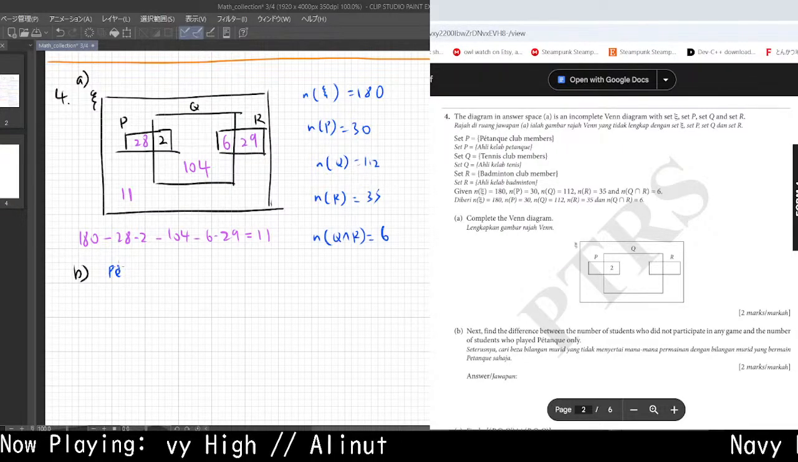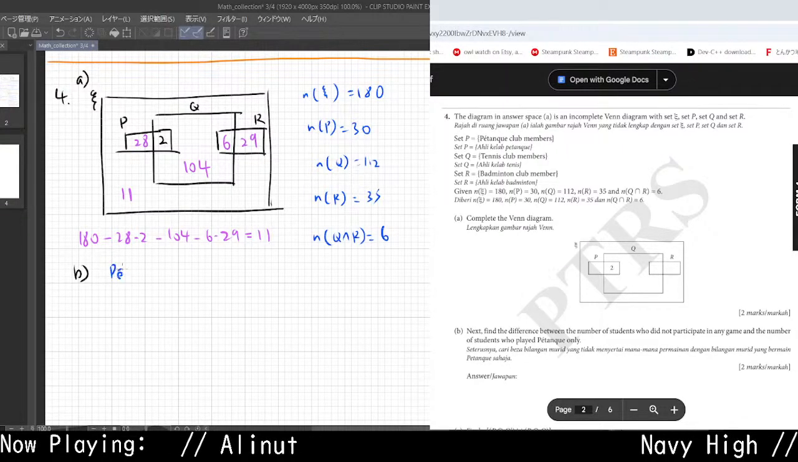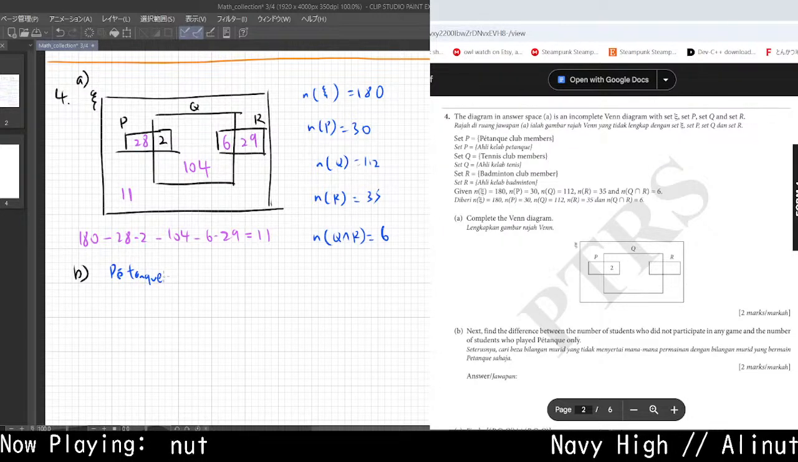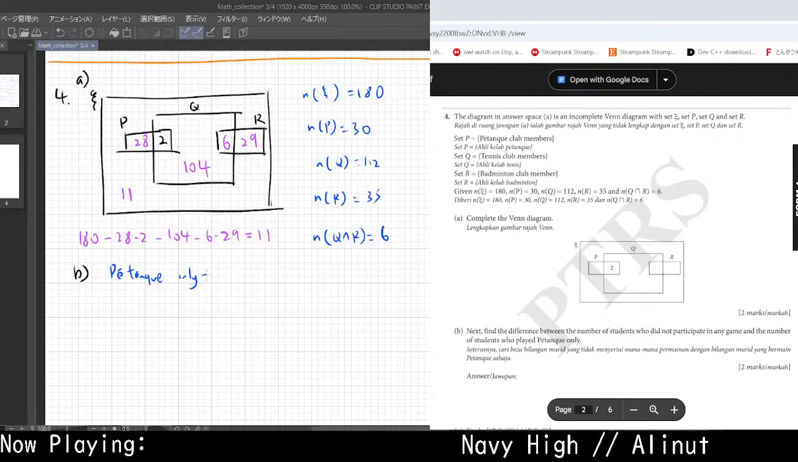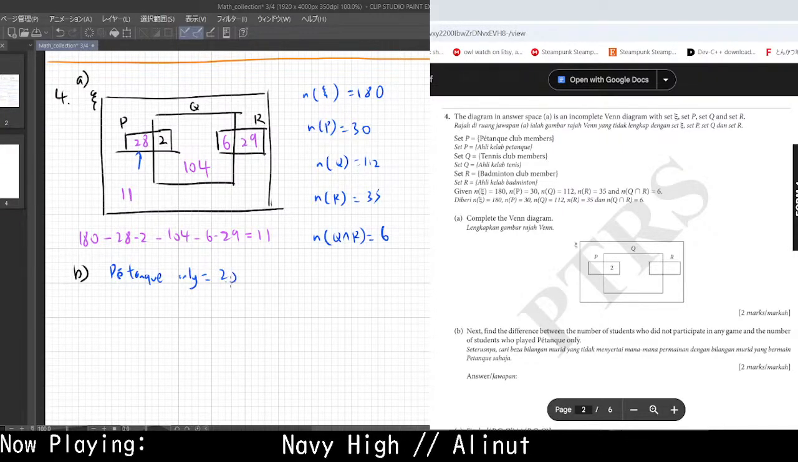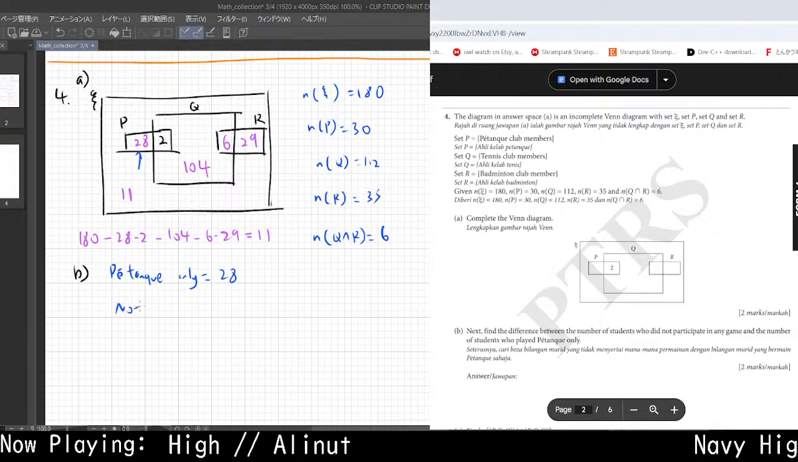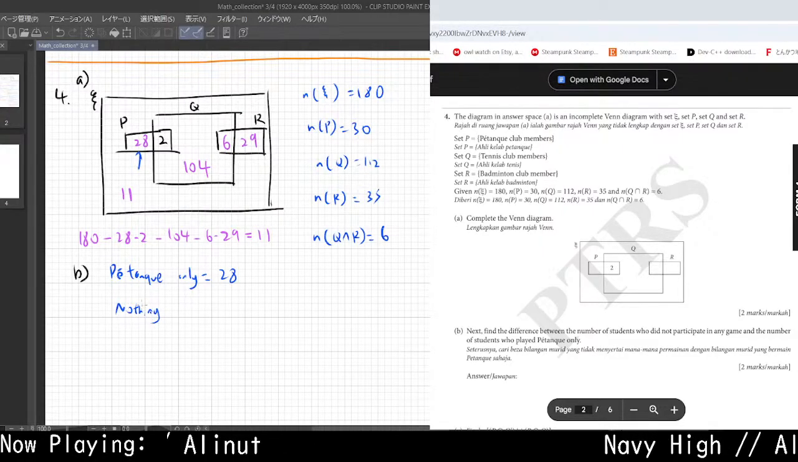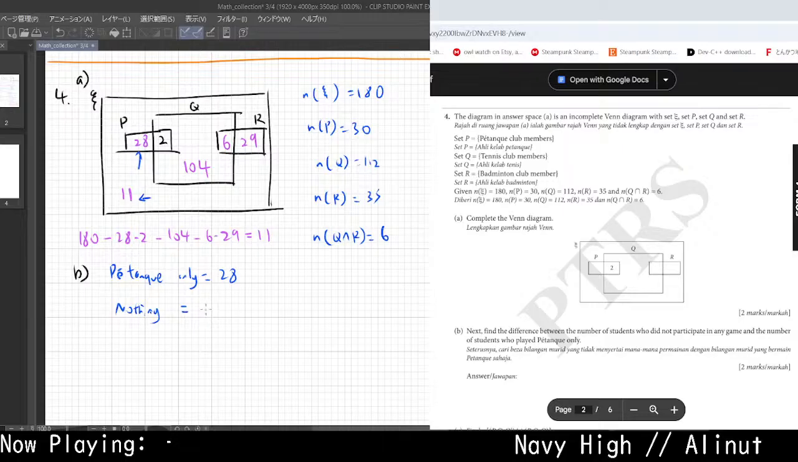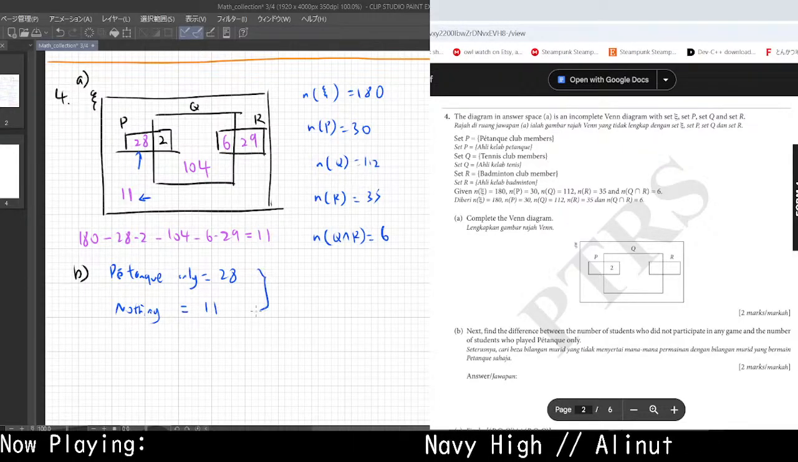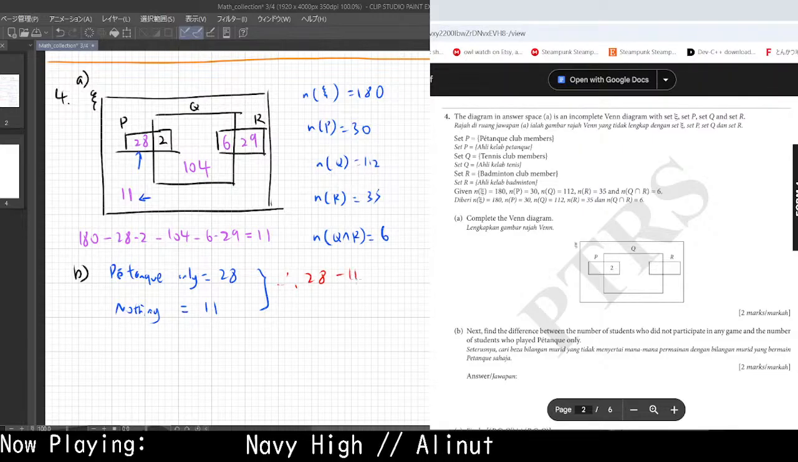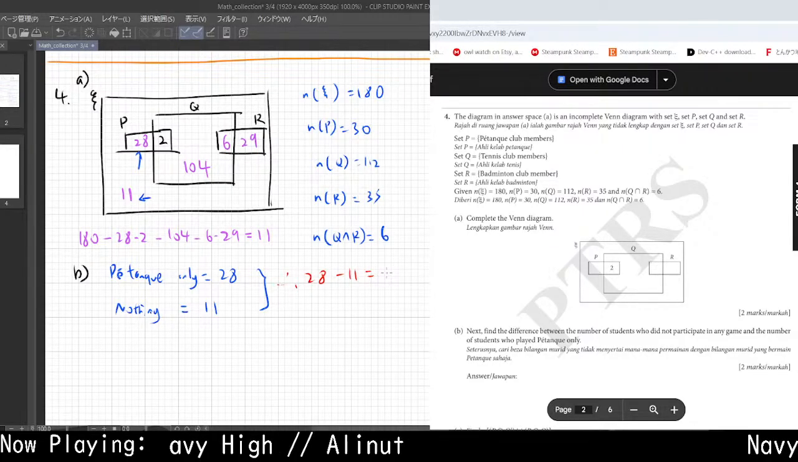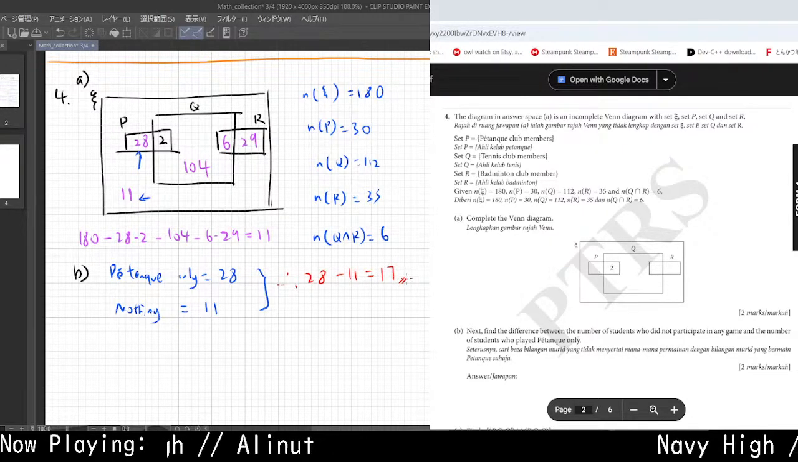I have no idea what Pentec actually is. So Pentec only, that will be this portion over here, which has no overlap with Q. It will be 28. The number of students who did not participate in any game, nothing. This will be the outsider, so that will be 11 over here. So the answer that the question wants is just taking 28 minus 11, just find the difference, then you will get 17, and that is basically it.